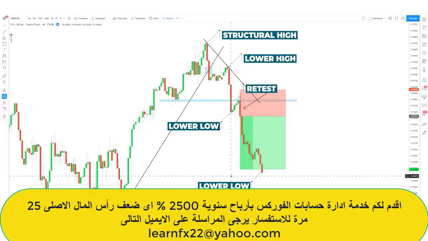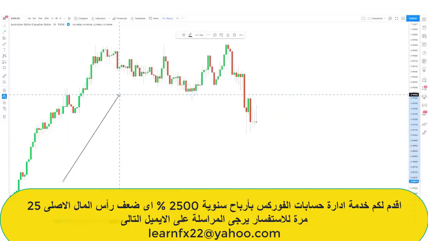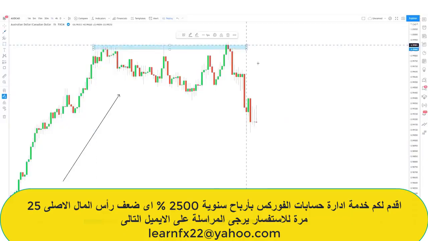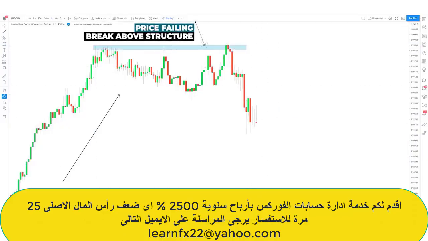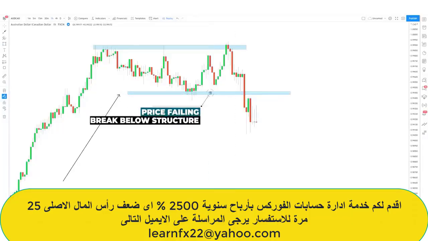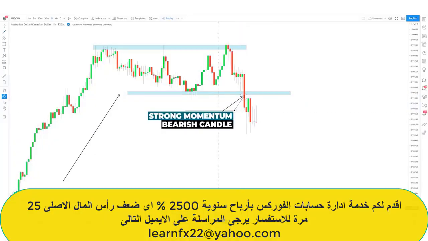Let's take a look at our second example. Here on Aussie dollar CAD, we can see that the overall structure of this market was pushing bullish. We also have an indication here in the market where price is failing to break above structure. We also have an area in the market where price is moving sideways, and we are also failing to break the structure. Now we have an indication here of strong momentum, and we now have evidence that the market is potentially going to continue pushing bearish.